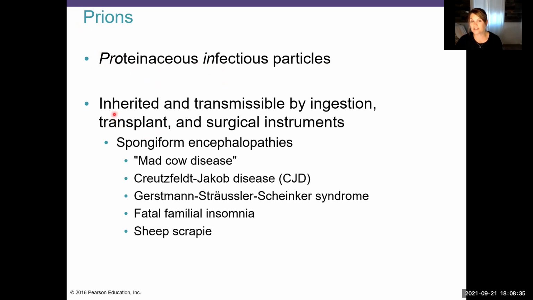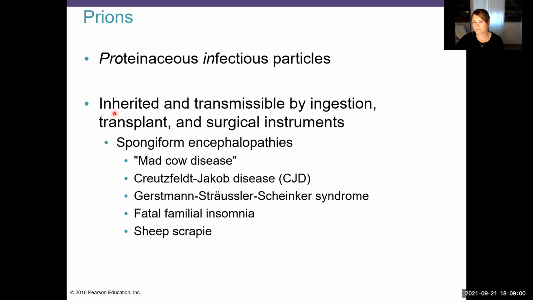All right, so what are they? Again, they are just malformed proteins. So there's a normal protein that exists in our brain tissue, in our spinal cord. But a prion is just one of those proteins that is shaped incorrectly. But then it can induce neighboring normal proteins to also form incorrectly. And that can cause disease and death.